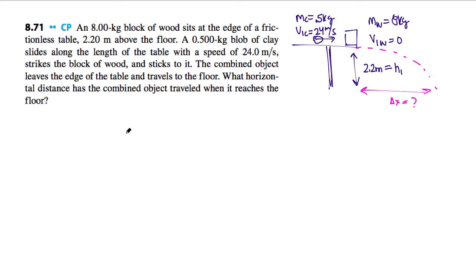So to continue with this question, I know that it is split into two parts. There's a collision that occurs, and then there is a projectile motion that occurs. So for the collision, I know that this is an inelastic collision because the clay sticks to the block. Therefore, only p is conserved. So my initial momentum will be equal to my final momentum.